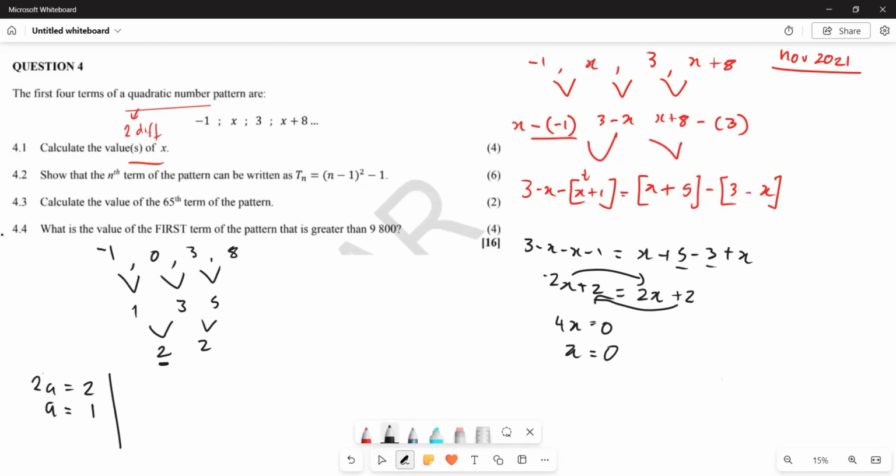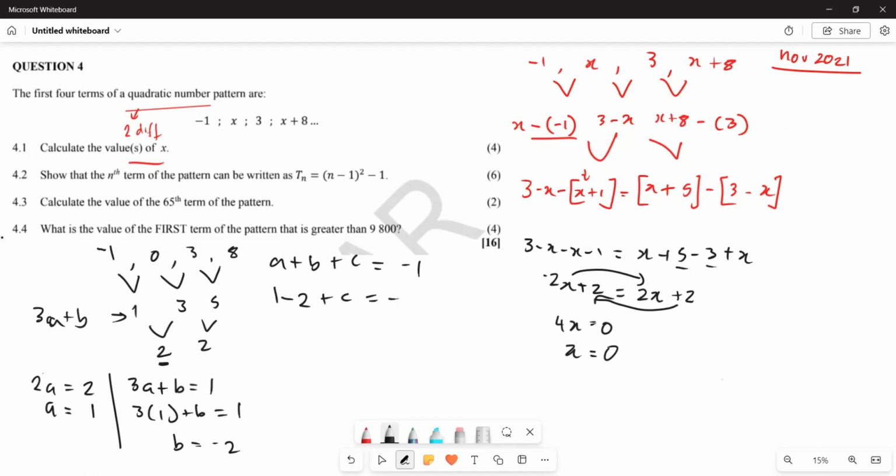And now your 3a plus b, this is same as 3a plus b, right? Then your 3a plus your b is going to be given by 1. So this is going to be 3 into 1, which is the value of the a that you found, equals 1, right? Which means the value of your b that you're going to find there is going to be same as -2. Now, this is same as a plus b plus c is equals to -1. And now from there, what is it that you're going to do? This is going to be 1 subtract 2 plus c is equals to -1. So therefore, the value of your c that you are going to find in here is going to be equals to 0.